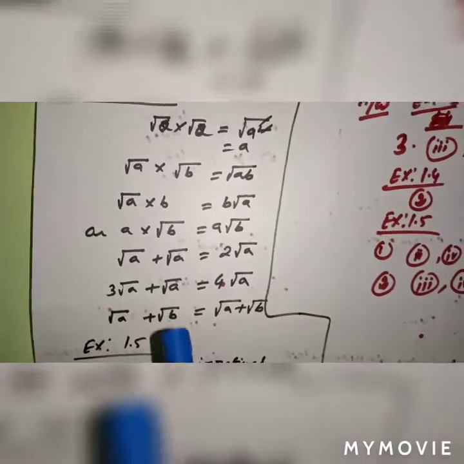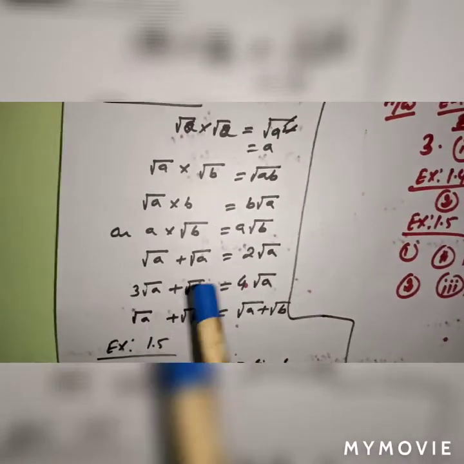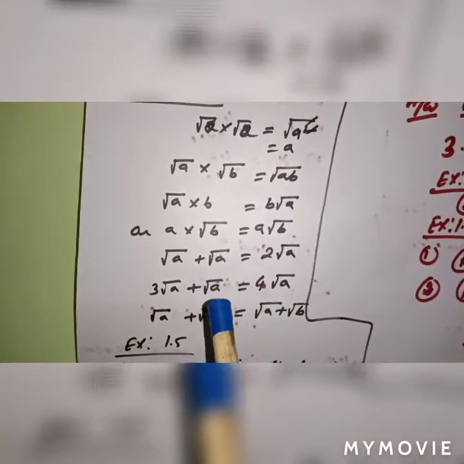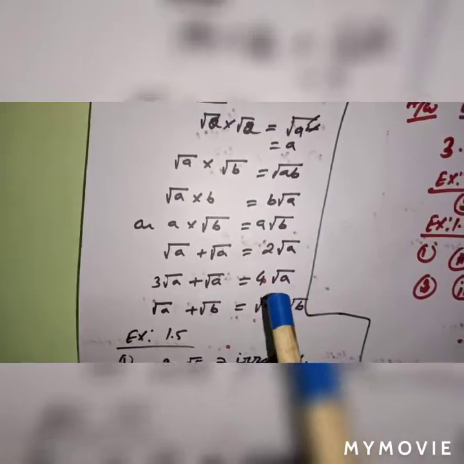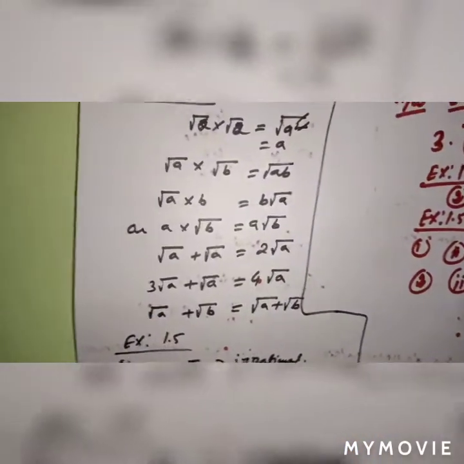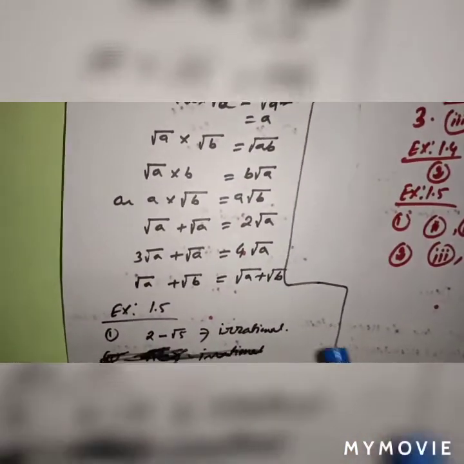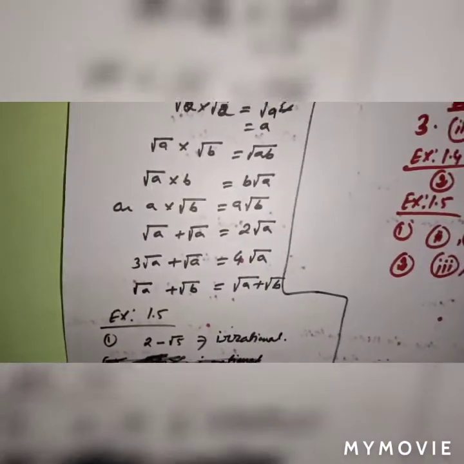Next, similarly 3 root a plus root a, like 3x plus x, what? 4x. So 3 root a plus root a is 4 root a. Root a plus root b, they are not like terms, so you cannot add. It will remain the same, root a plus root b only.